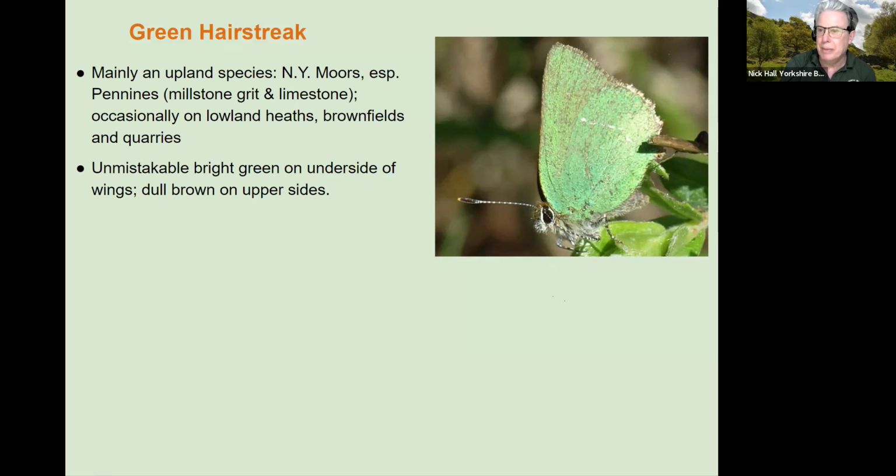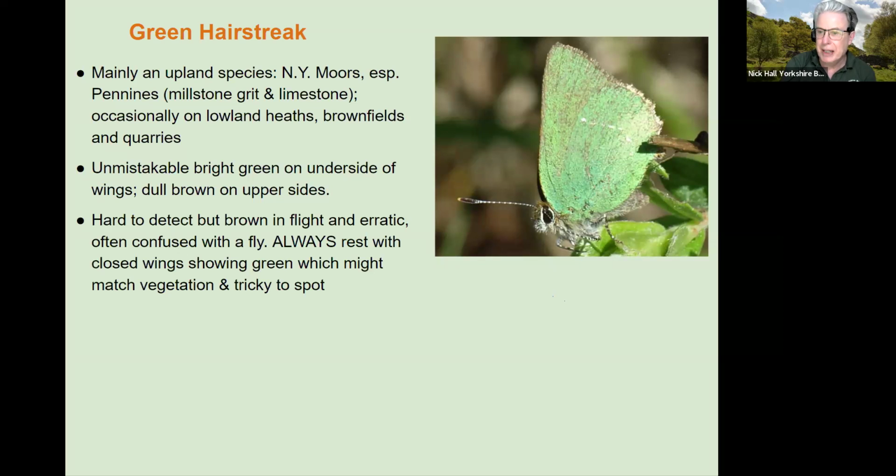It has this unmistakable bright green on the underside, dull brown on the upper side. When it's flying, it's very hard to detect, and I quite often confuse it with large flies, which are also brown. They always rest with their wings closed and show the green, if you can find the green on the green plant. It's very clever camouflage, an almost exact match for the vegetation. So if it lands, it is a tricky one to spot. You have to rely on that brown when it's flying to see it.